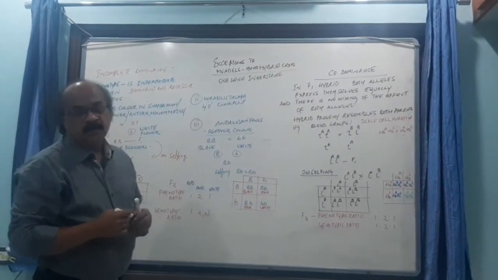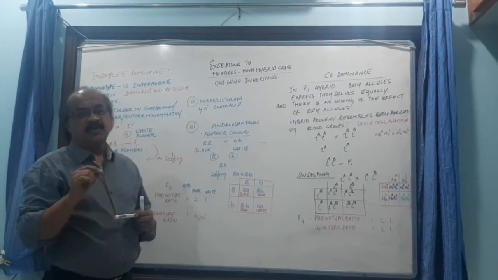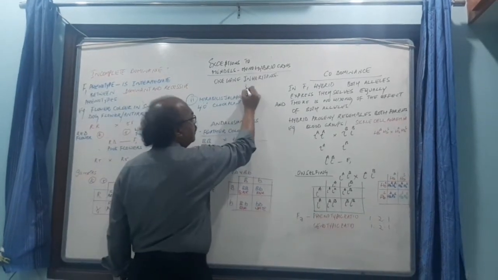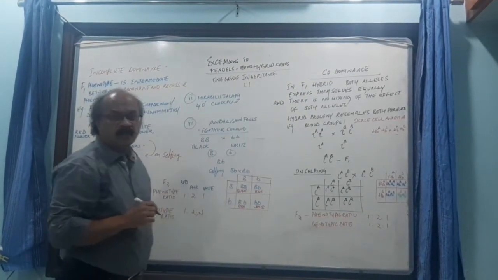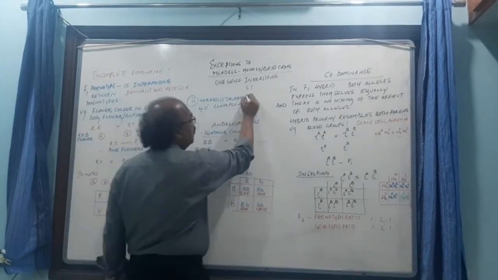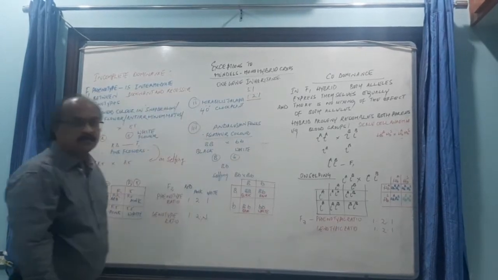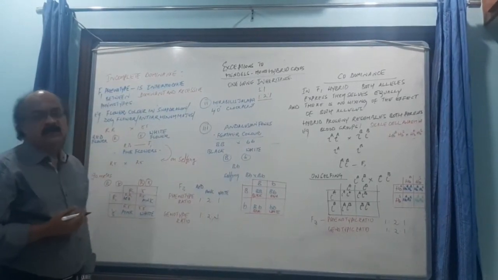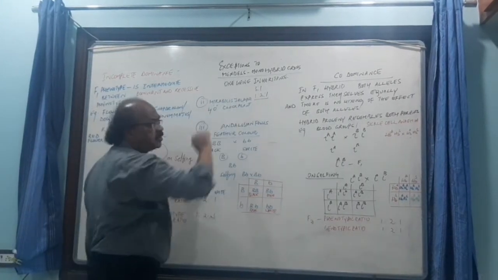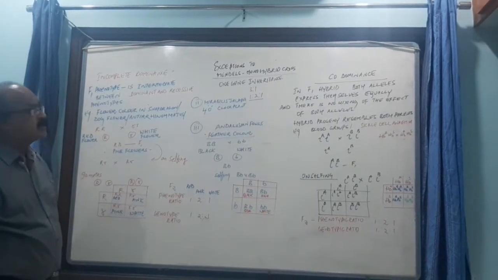We all know a monohybrid cross F2 phenotypic ratio is 3:1. F2 genotypic ratio is 1:2:1. In the post-Mendelian experiments, some scientists found we are not getting these ratios. And those are the things I am going to discuss.